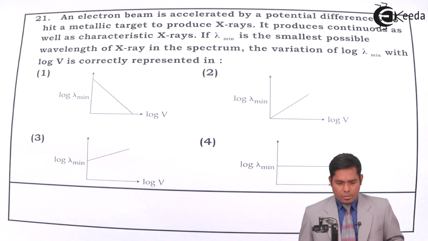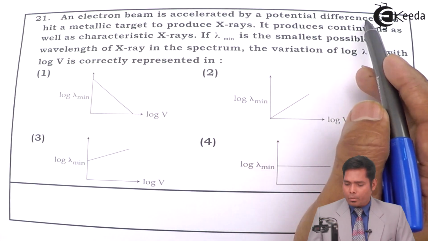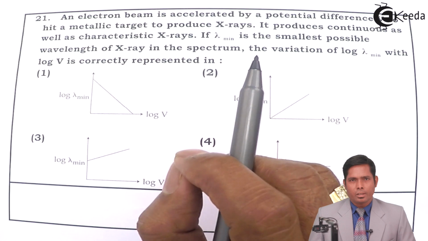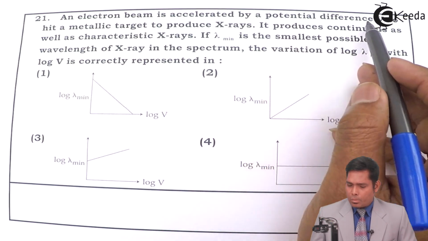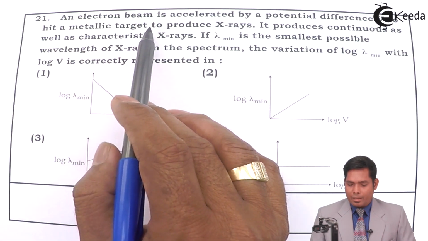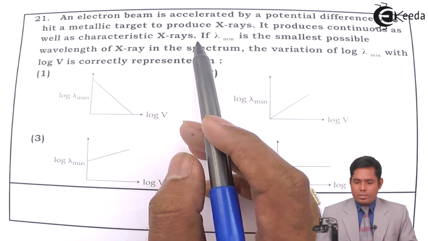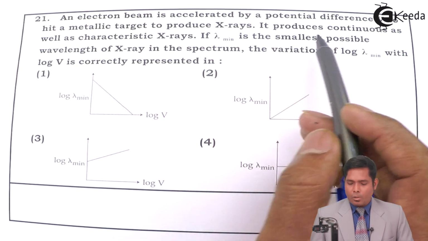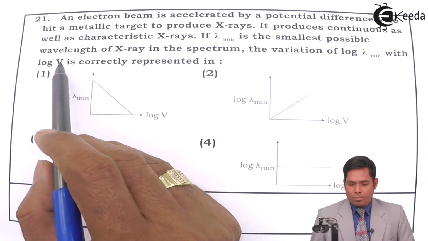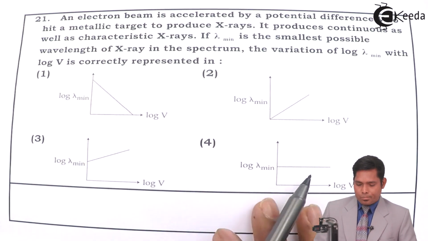Question number 21 says: an electron beam is accelerated by a potential difference V. So the charged particle used here is the electron, and it is accelerated through a potential difference of V volt to heat a metal target to produce X-rays. It produces continuous as well as characteristic X-rays. If lambda minimum is the smallest possible wavelength of X-ray in the spectrum, the variation of log of lambda minimum with log of the potential difference is correctly represented in which of the following graphs.